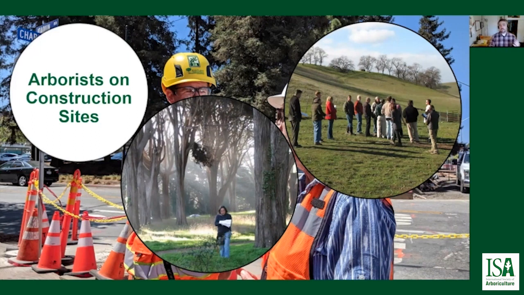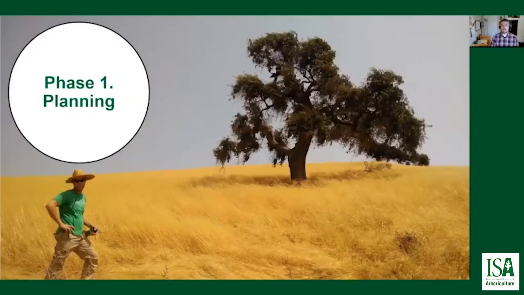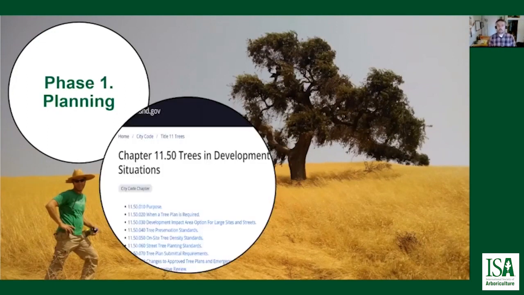So the first phase we're going to call the planning phase. And our first opportunity to show off our expertise when we are involved in the planning phase is knowledge of our local ordinances. So as Tom said, many areas have local ordinances that protect trees and have requirements about their removal or pruning or protection and different things like that.